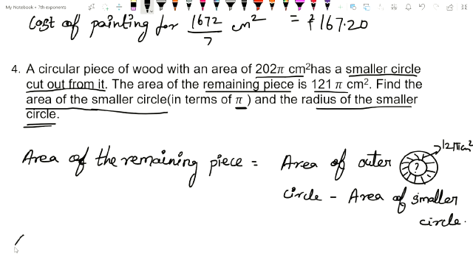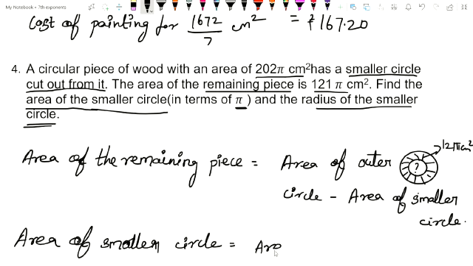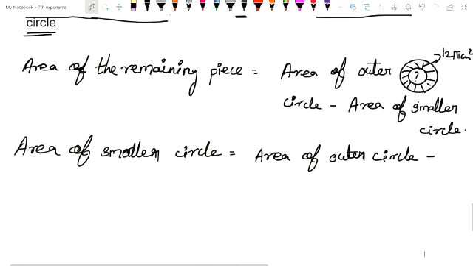So area of the smaller circle equal to area of the outer or bigger circle minus area of the remaining piece, because this minus will change to the other side as positive. Subtraction will change to addition on the other side.